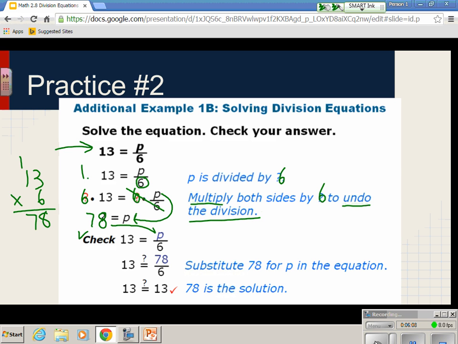Put 78 in for p. 6 goes into 78 13 times, which means this answer is correct because it's balanced. Please make sure you put this example down in your notebook so you have a second example.